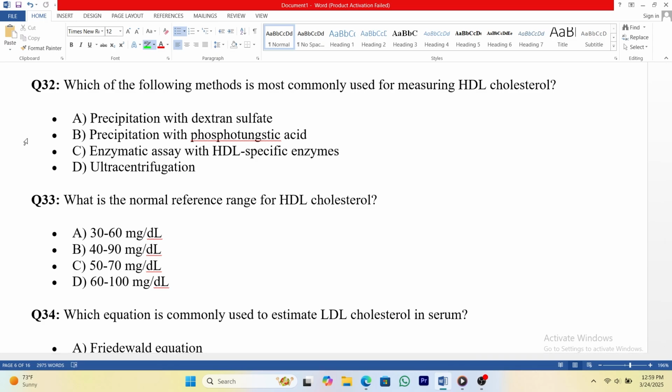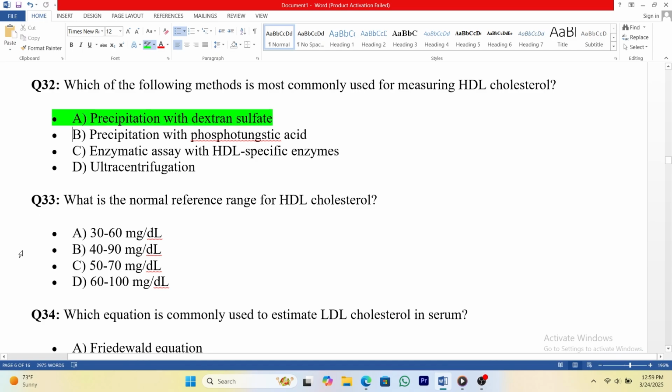32. Which of the following methods is most commonly used for measuring HDL cholesterol? A. Precipitation with dextrin sulfate. B. Precipitation with phosphotungstic acid. C. Enzymatic assay with HDL-specific enzymes. D. Ultracentrifugation. Answer: A.